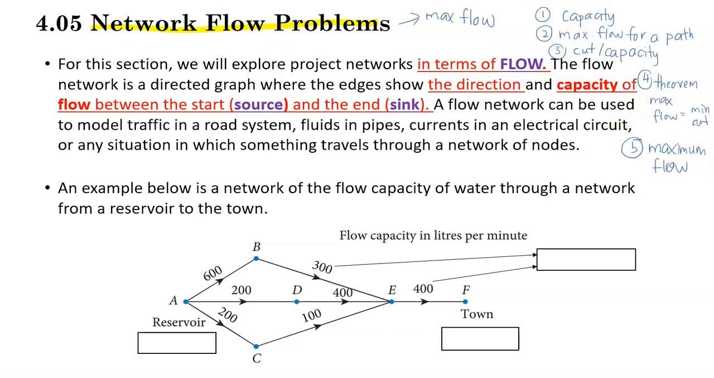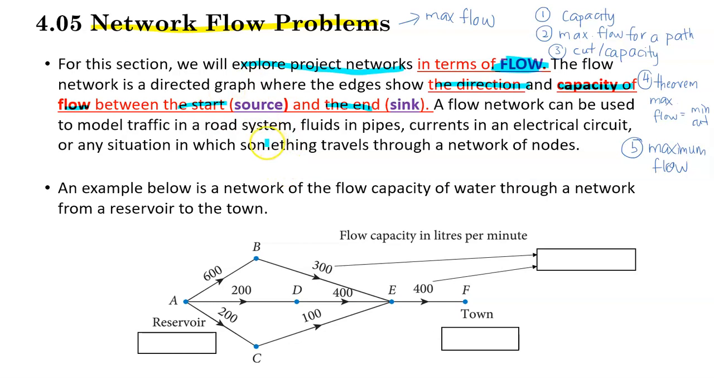So let's start. In this section we will explore flow networks. That means we will still explore a directed graph, in terms of flow. A flow network is a directed graph where the edges show the directions and the capacity of flow between the start, the source, and the end, the sink. A flow network can be used to model traffic in a road system, fluid in a pipe, current in an electric circuit, or any situation in which something travels through a network of nodes.